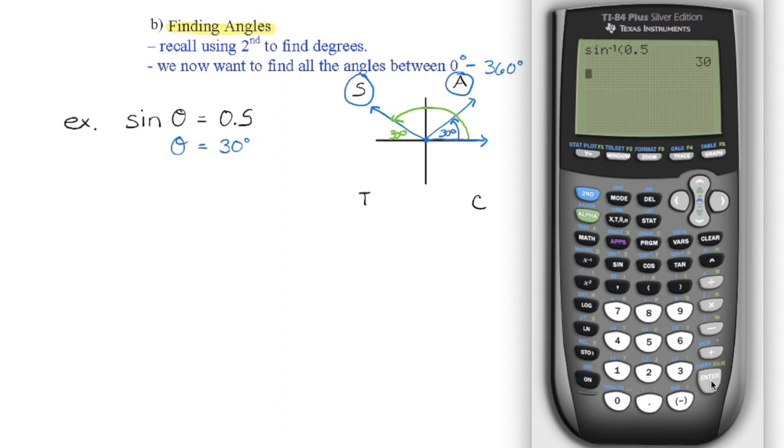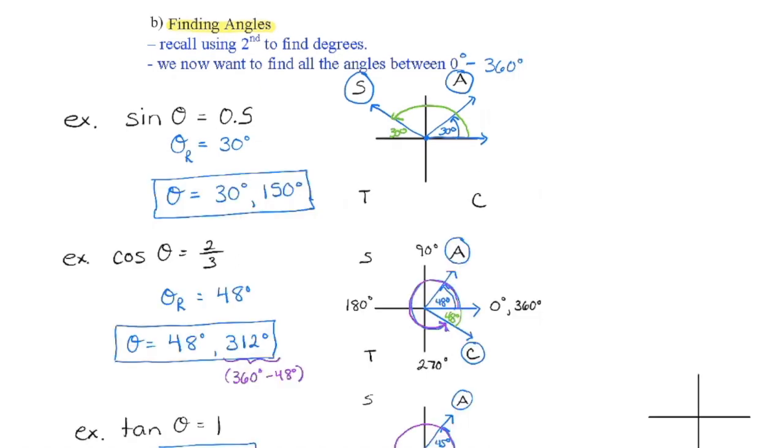Well, clearly, if we know this adds up to 180 between here and here, if this is 30 degrees, we can go 180 minus that reference angle, and we know our second angle is going to be that 150 degrees. All right, so I filled in here. So given the sine ratio of positive 1/2, these are the two angles that have that 1/2 ratio.